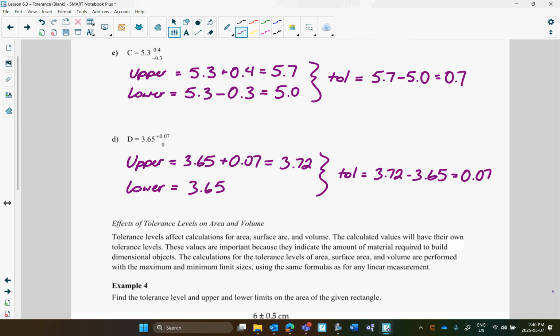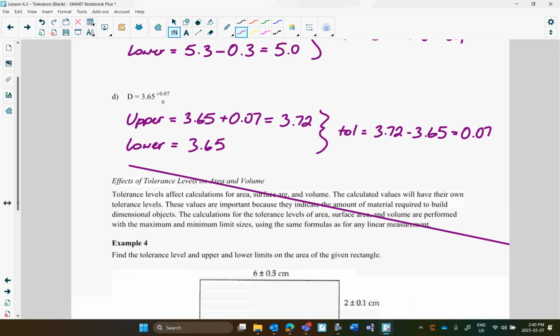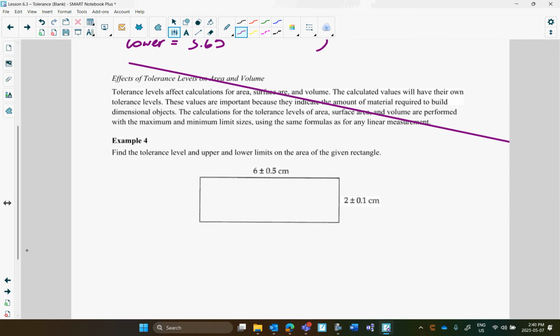Okay, so now we're going to throw in some units. We're going to talk about tolerance levels with area and volume of shapes. Any complicated formulas you will be given. You don't have to remember how to find, say, the volume of a sphere or the volume of a hemisphere or things like that. You only have to know some simple ones like these.